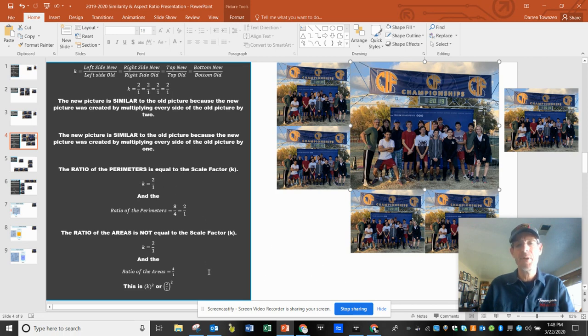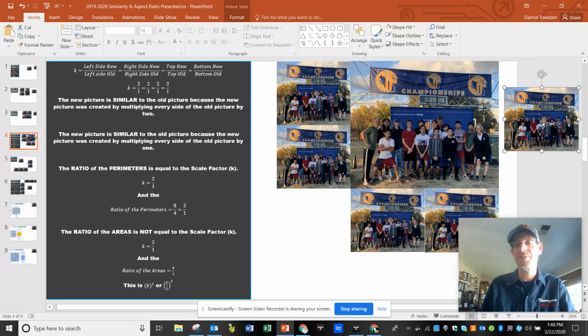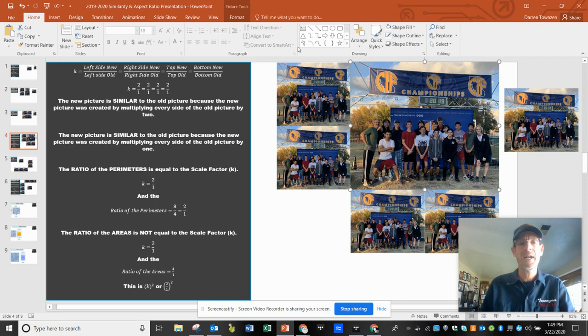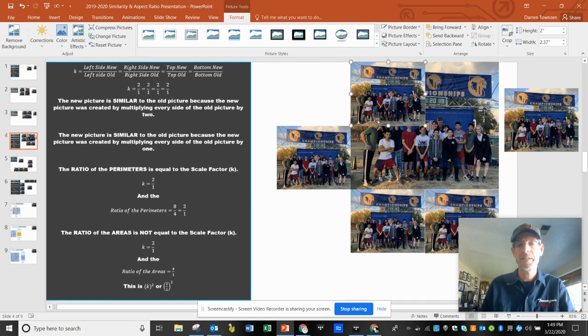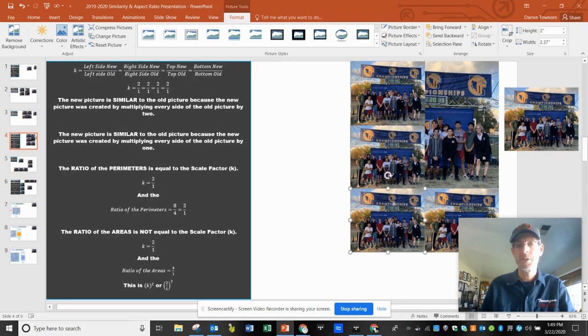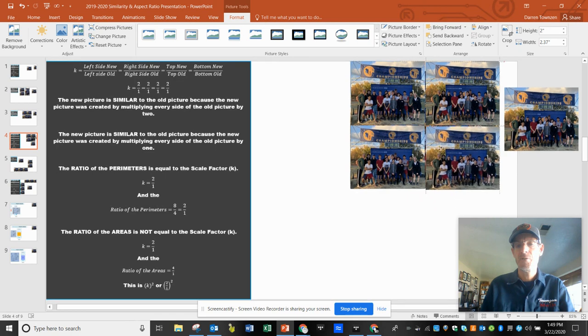Now we're going to look at the ratio of the areas. So if we say that the original picture has an area of 1, how many of the original pictures does it take to cover the entire new picture? And it takes 1, 2, 3, 4. So the area of the new picture is 4 times the area of the original picture. So if you look here, the ratio of the areas is 4 to 1. The pattern that we're learning is that it's the scale factor squared.